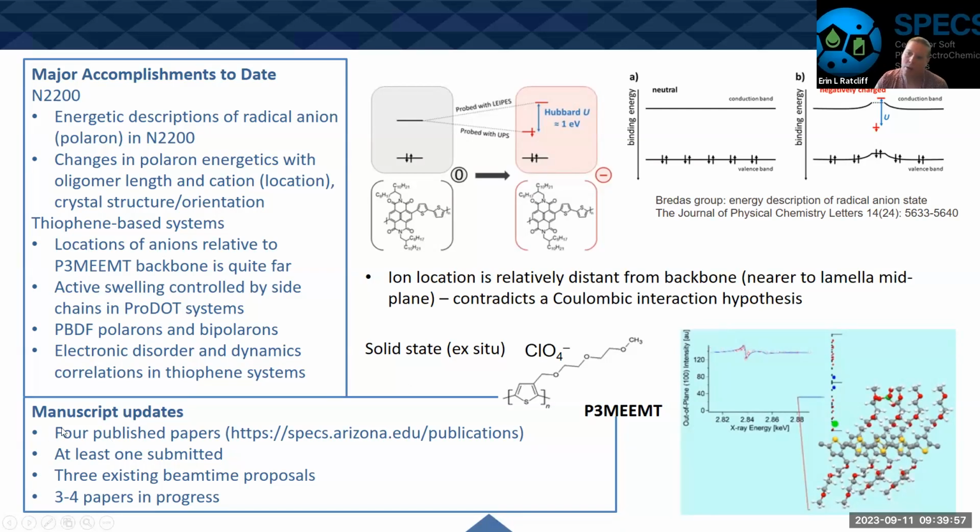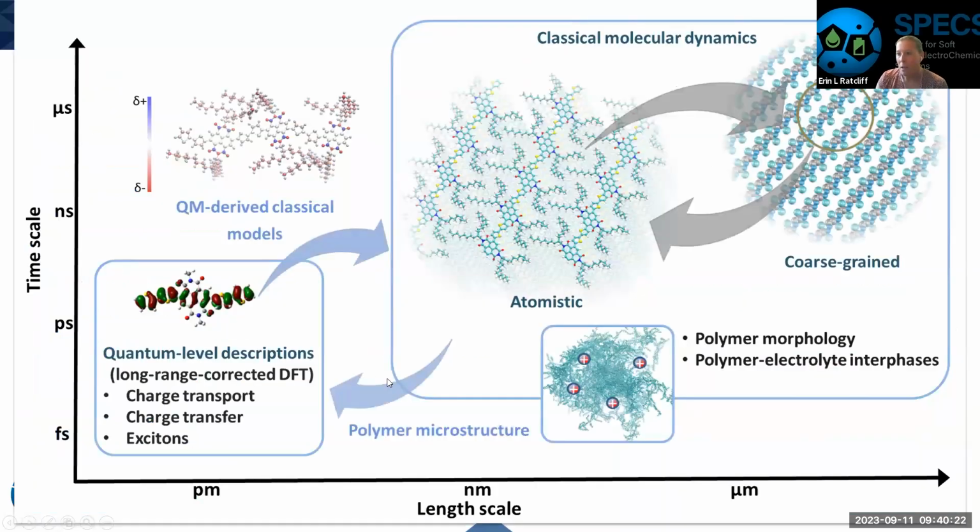So Thrust 1 already has 4 published papers. If you haven't seen these, they're all on our SPECS website under publications. I'm aware of at least 1 more that's been submitted. I'm aware of 3 separate beam times that have been submitted by Mike Toney's group and Natalie Stingelin's group, as well as, from the reports, 3 or 4 more papers in progress as well. Right. The other thing too, yeah, please.